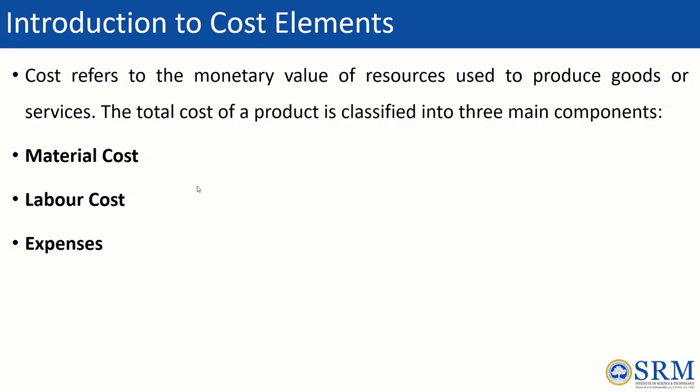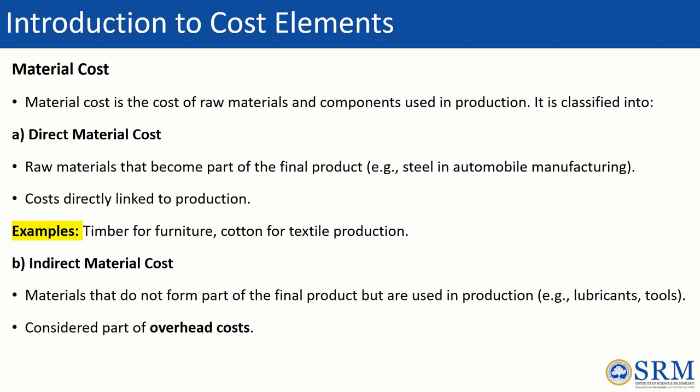Introduction to cost elements. So to begin, cost is simply the monetary value of resources sacrificed to manufacture goods or deliver services. So we classify the total cost into three foundational elements: material cost, labor cost and expenses. Let's look first at the material cost, which is the expense of raw components going onto the production. This splits into two clear areas: direct material cost and indirect material cost.